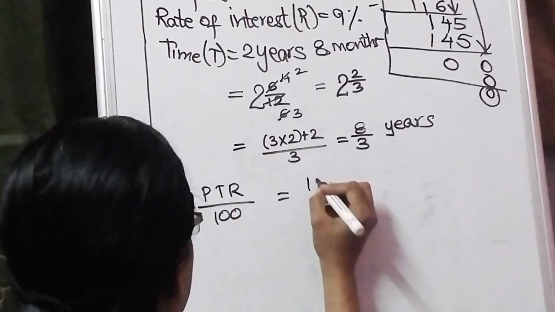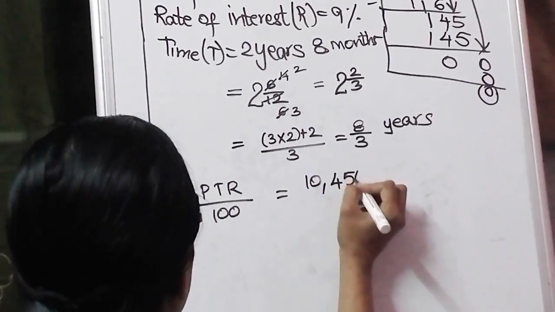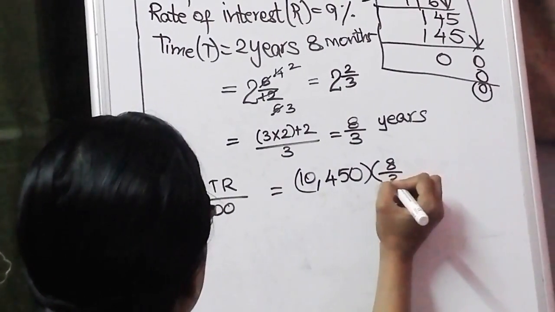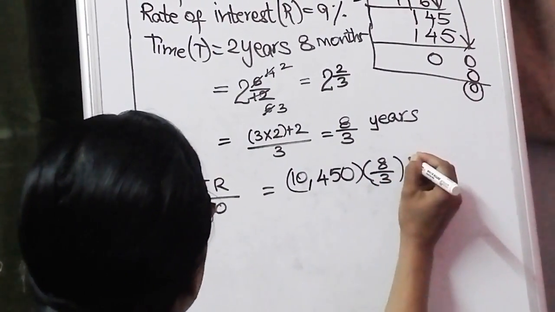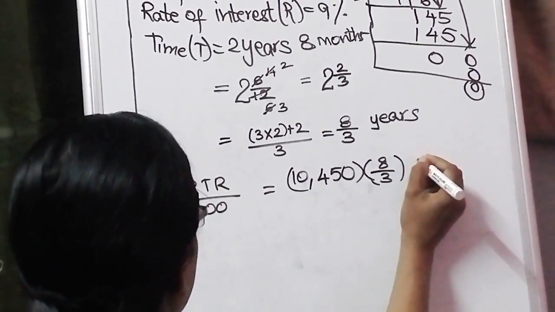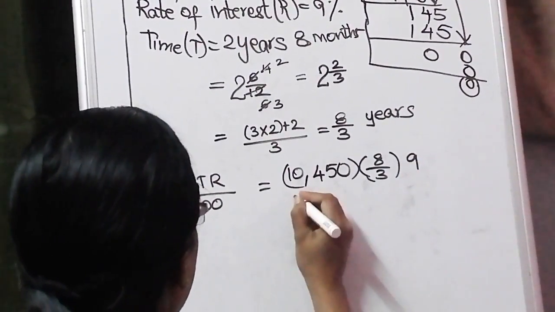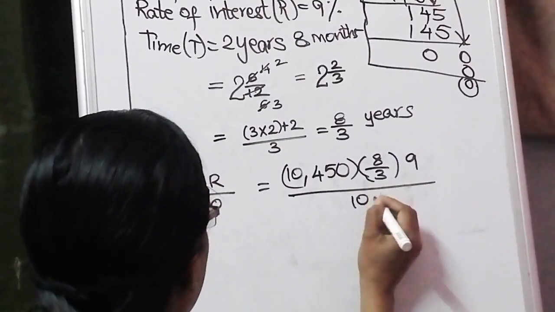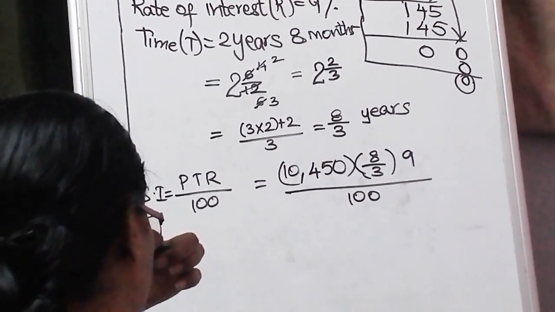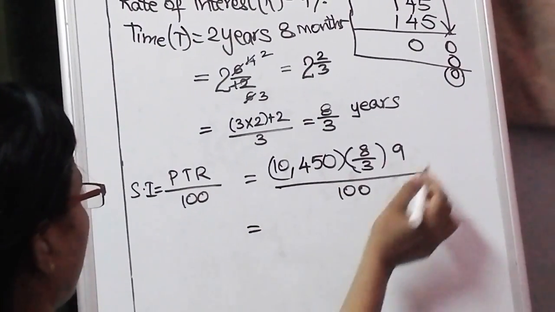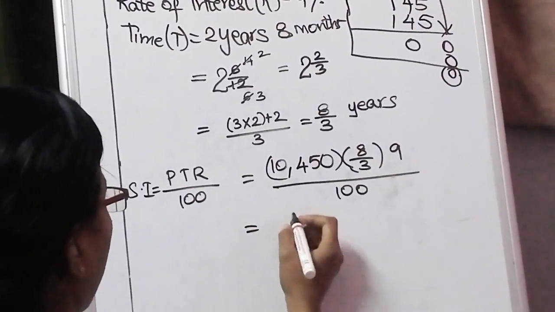P is given as 10,450. We got this answer. T is 8 by 3, into R. R is given as 9%. So this is 9 whole divided by 100. Okay. So this is equal to, we have to simplify this part.